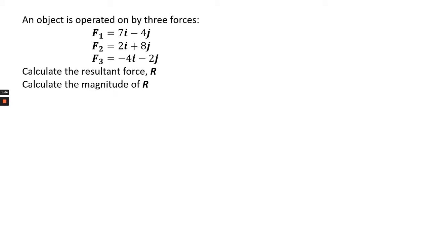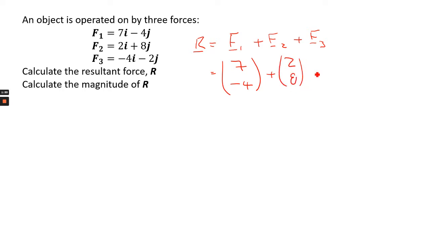So we have an object that's operated on by three different forces, and we want to calculate the resultant force R. So my resultant force R will be the sum of F1 plus F2 plus F3. F1 is 7I minus 4J, plus 2I plus 8J, plus negative 4I, minus 2J. Easy as this: 7 plus 2 is 9, minus 4 is 5. Negative 4 plus 8 is positive 4, minus 2 is 2.